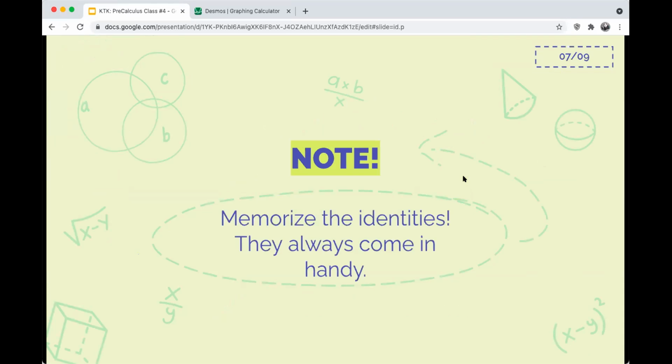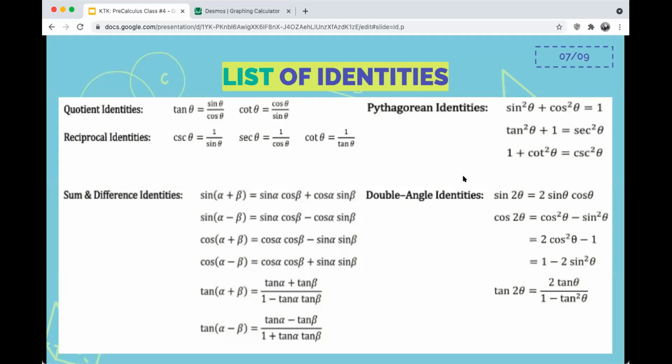It actually takes a lot longer for you to keep looking back and forth between a sheet of identities and your homework. So just generally, whenever you're working on any problems, in class or anything at all, just memorize those identities. It becomes so much easier, it comes a lot faster, and it comes in handy not only when you're doing a verifying identities problem, but also when you're solving or simplifying.